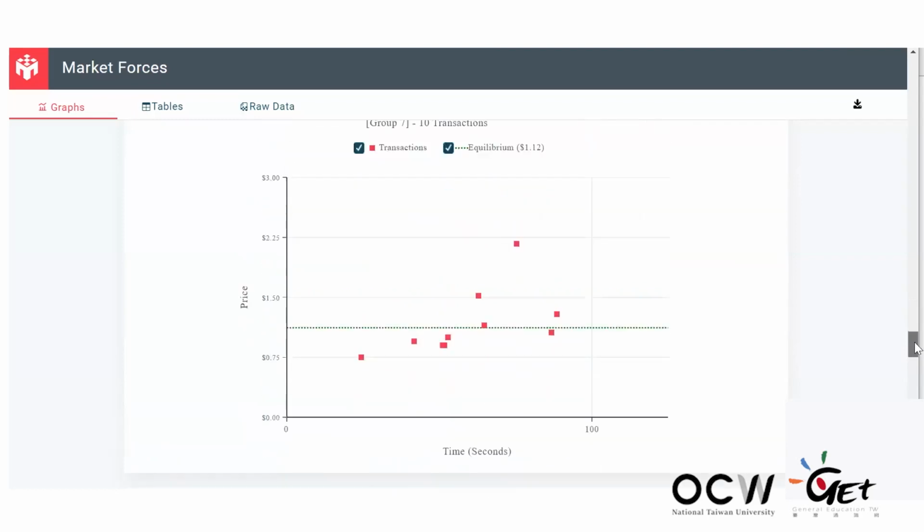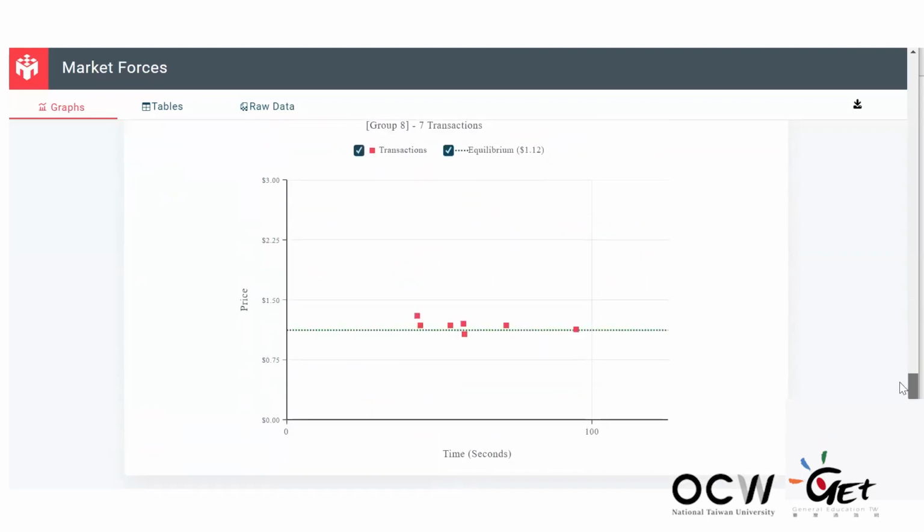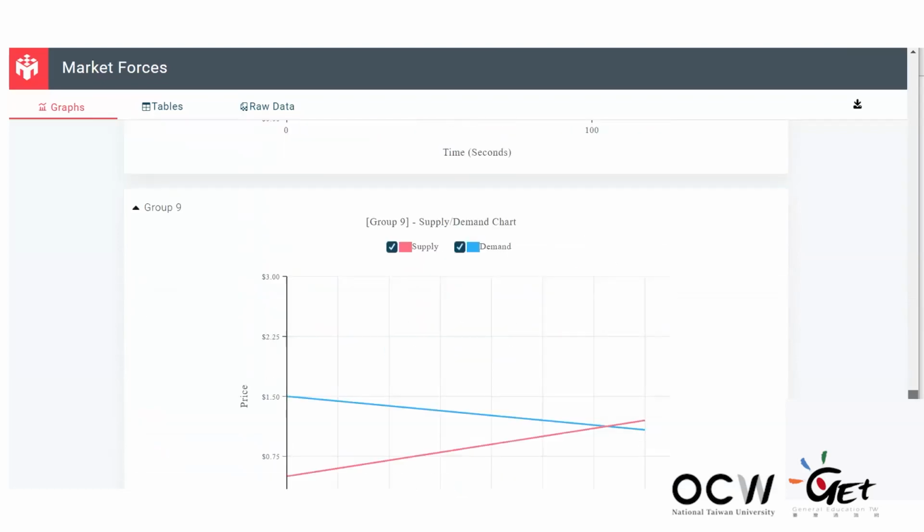I think the later ones had robots in it, so I'm not sure if these are real or are these robots doing something crazy. Okay, let's go back to the slides.